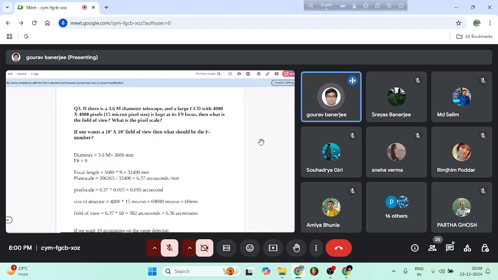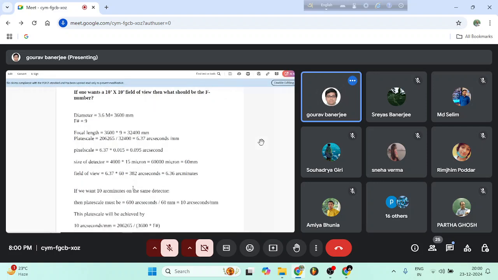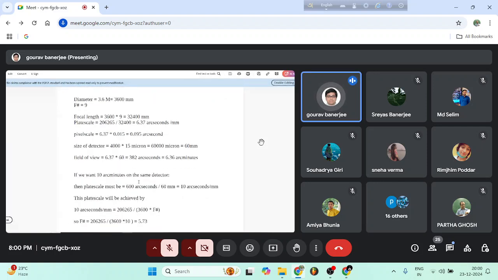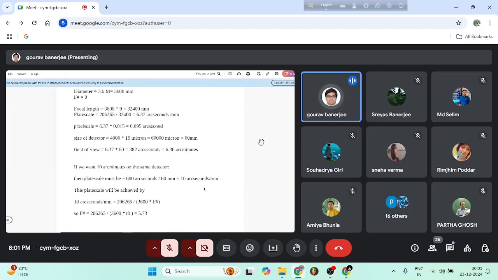And we know the size of the detector, it's 4000 pixels of 15 microns. So the size of the detector is about 60 millimeters. Then the field of view will be around 6.3 arc minutes, because we use the plate scale formula again. Now we want to do this calculation in reverse. So let's say we want 10 arc minutes. If we want 10 arc minutes on a 60 millimeter detector, then the plate scale must be 600 arc seconds divided by 60 millimeters. That is 10 arc seconds per millimeter. So then we know the plate scale.